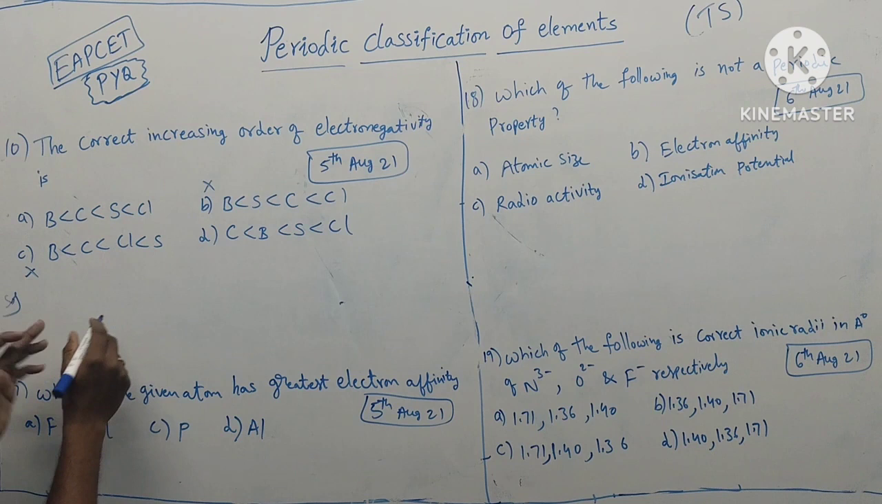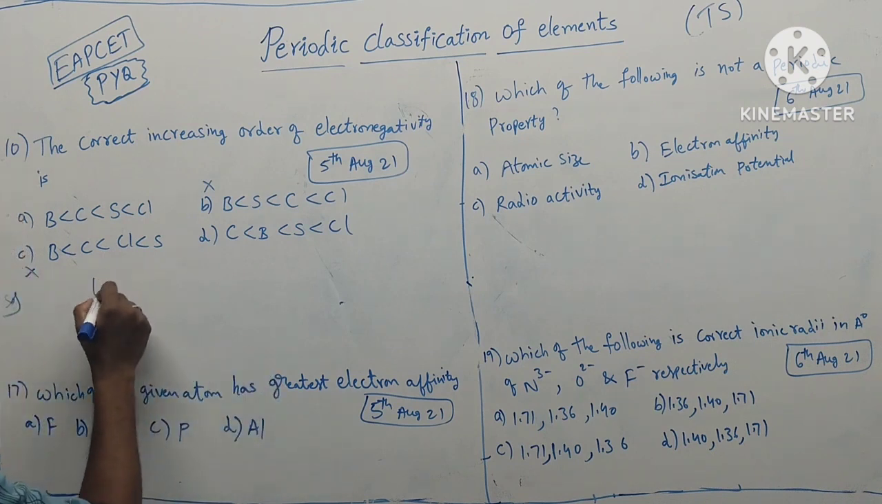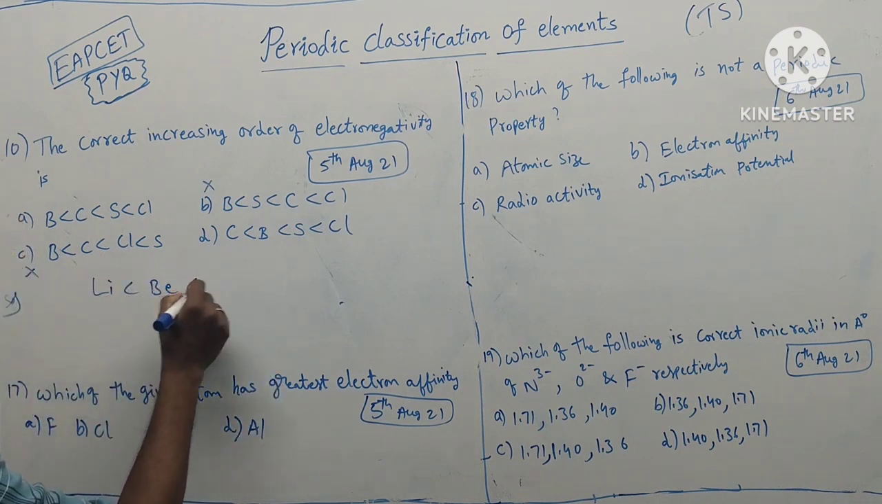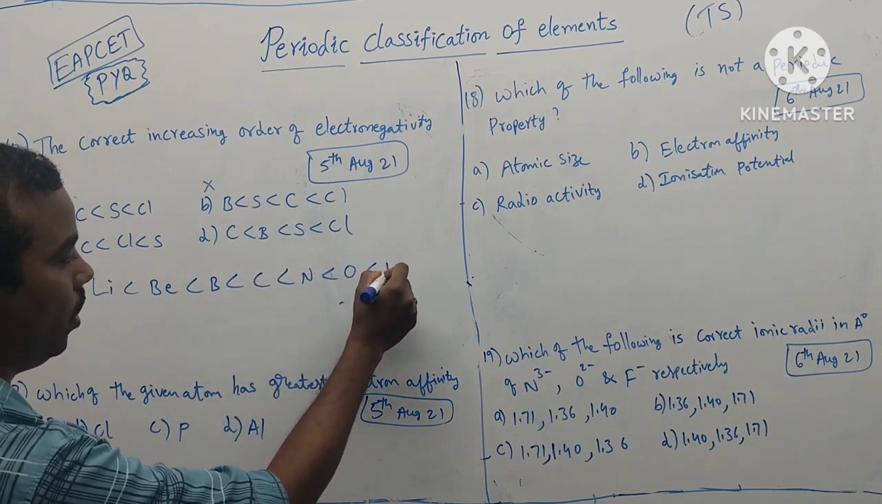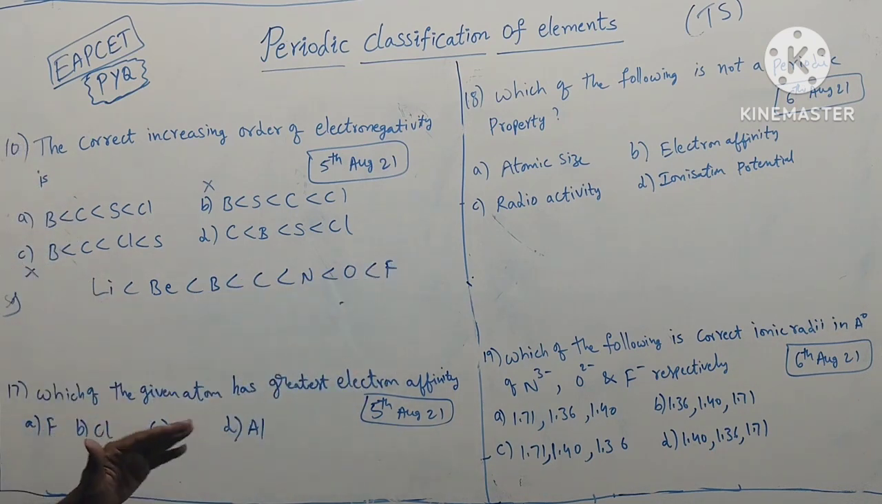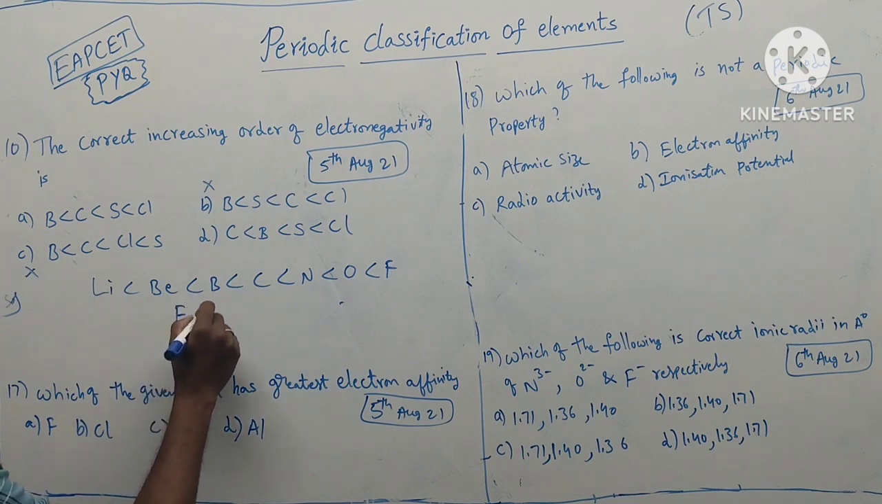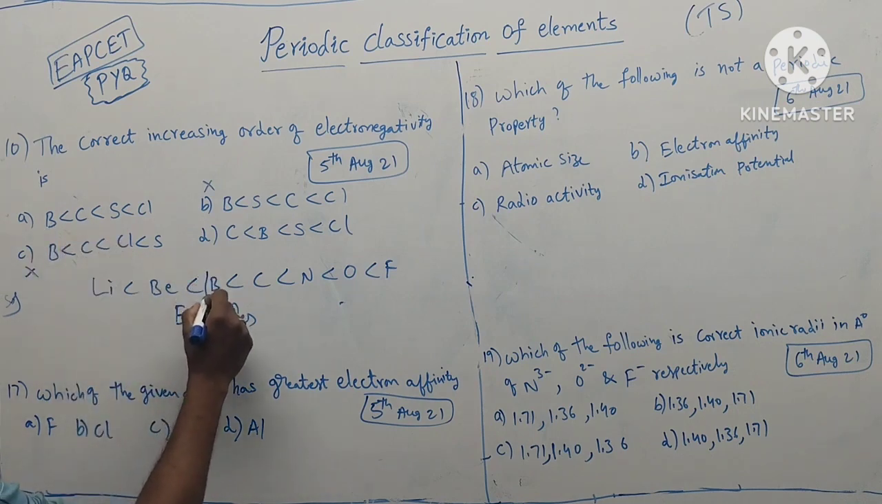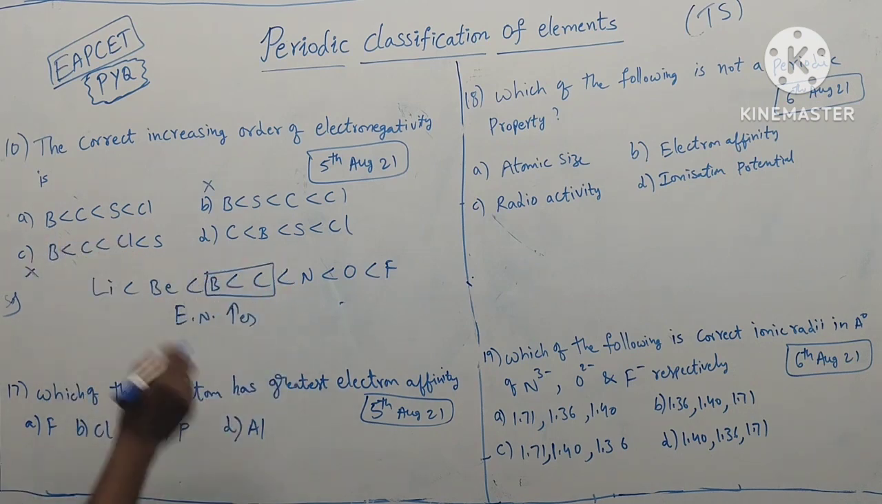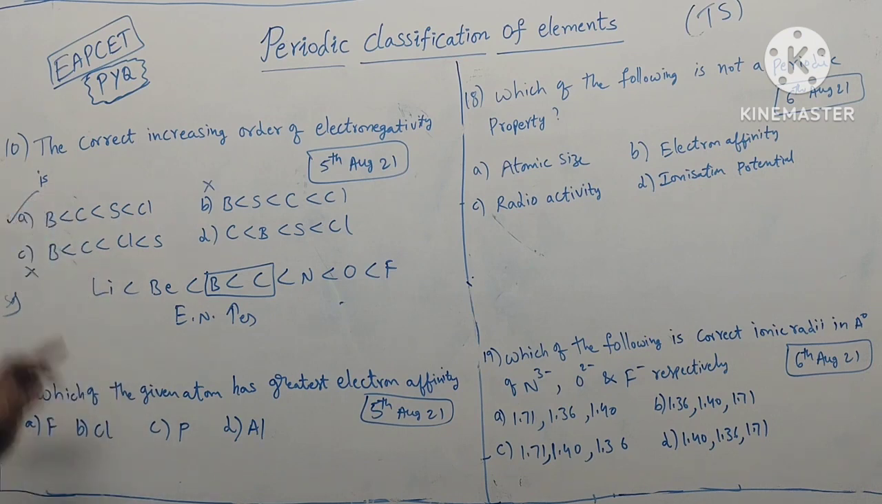If you know the second period elements, lithium, beryllium, boron, carbon, nitrogen, oxygen, fluorine, from left to right, size decreases, electronegativity increases. Size decreases, electronegativity increases. So B is less than C. So option A is correct. B is less than C.